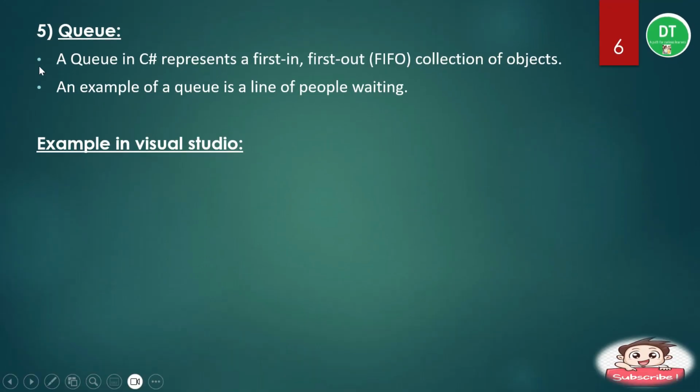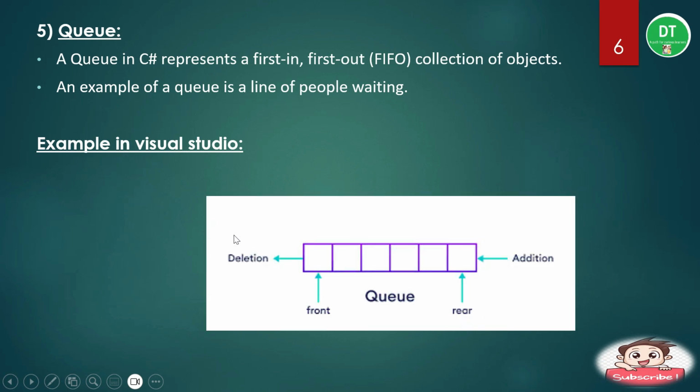So this is the concept here. Next one is Queue. A queue in C# represents a first in first out, that is FIFO, collection of objects. An example of a queue is a line of people waiting. In the figure I have explained the queue. You can see that it follows first in first out. The item which comes first will be first out from the queue. So this is the first in first out of the queue.